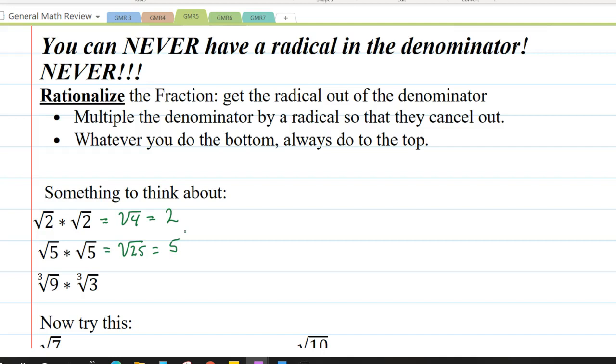Well, what if I have a cube, though? Well, the cubed root of 9 times the cubed root of 3 is the cubed root of 27.